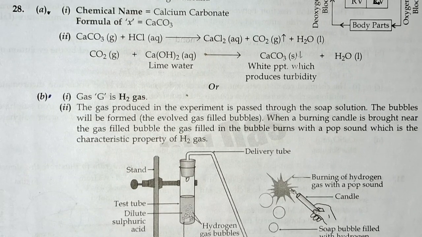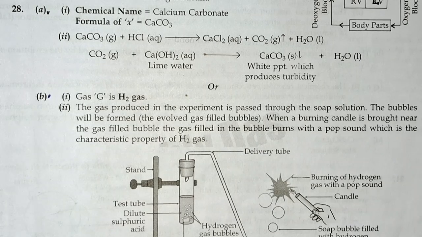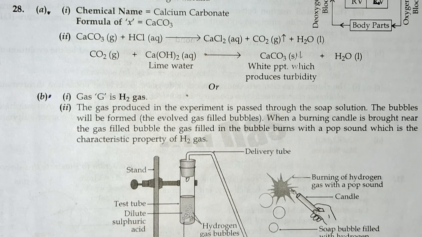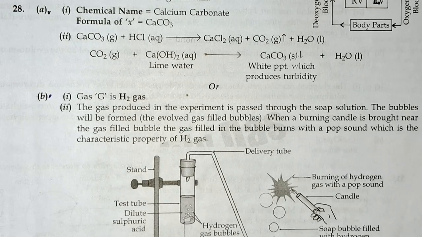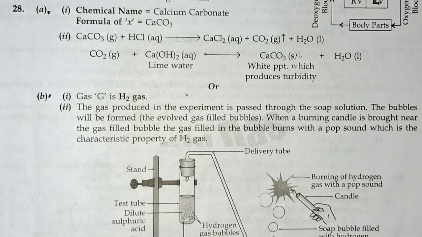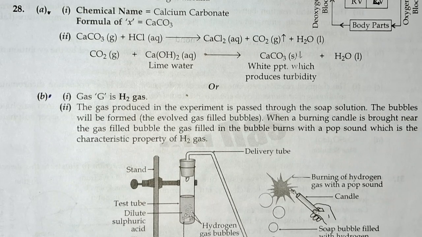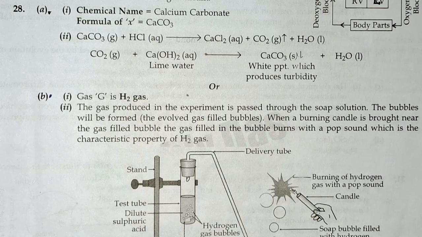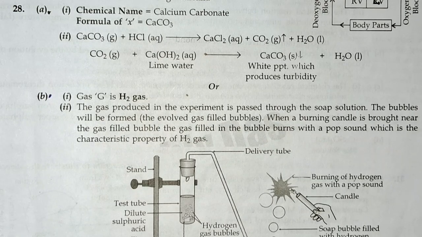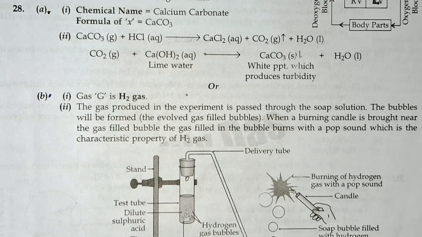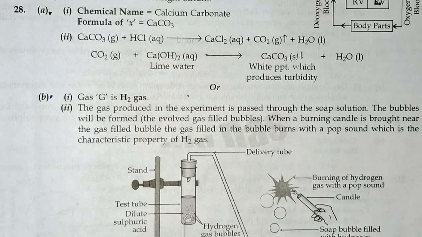Or in part B, we have first, gas G is H2 gas. The gas produced in the experiment is passed through the soap solution. The bubbles will be formed. The evolved gas-filled bubbles: when a burning candle is brought near the gas-filled bubble, the gas filled in the bubble burns with a pop sound, which is the characteristic property of H2 gas.